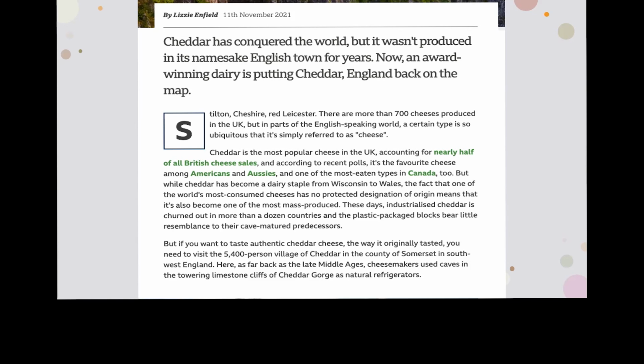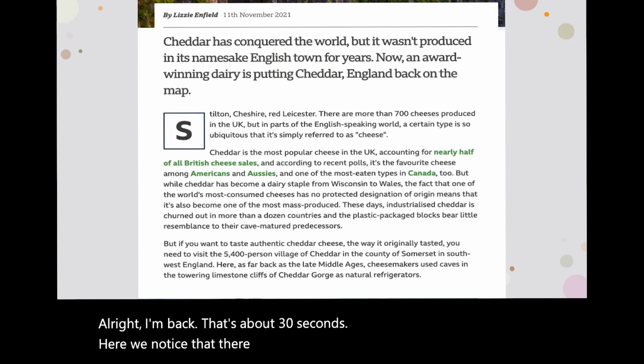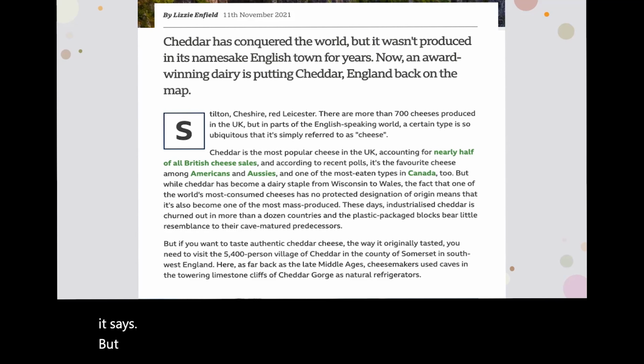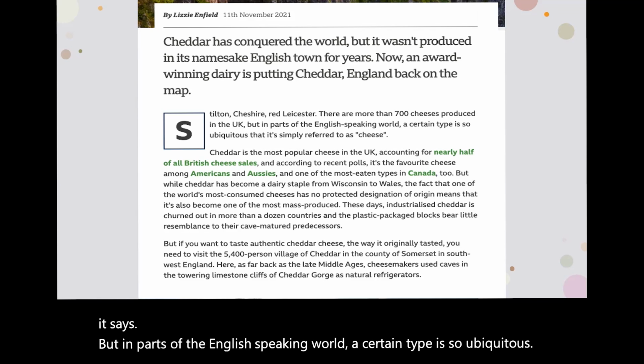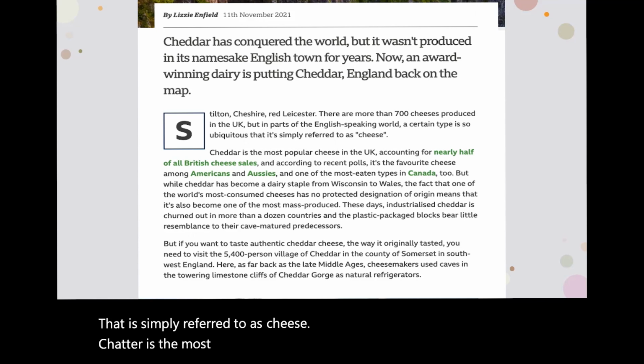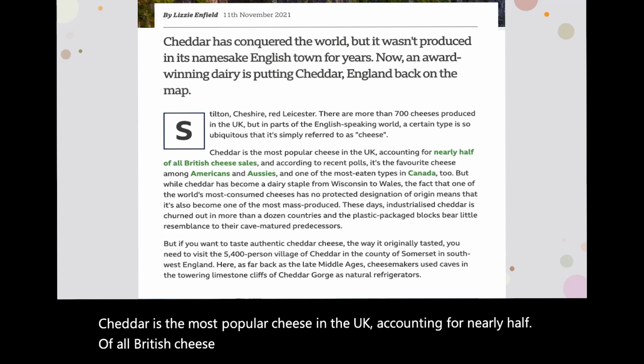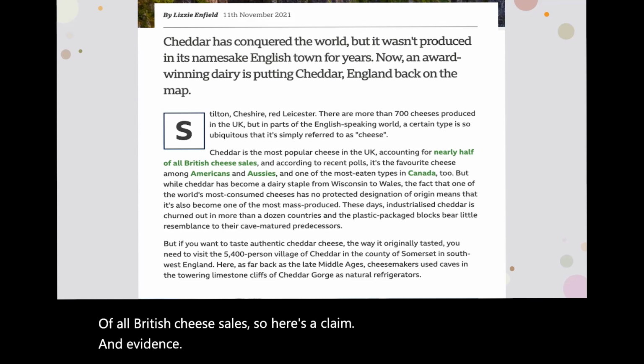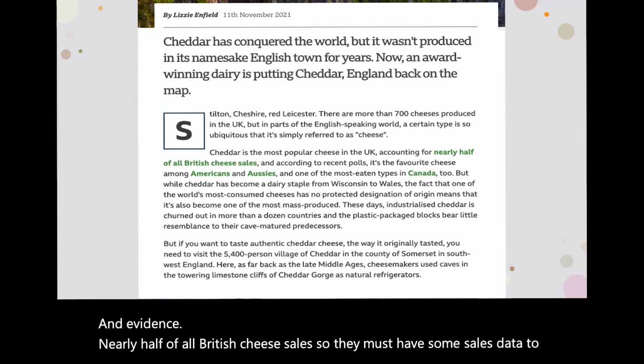All right, I'm back. That's about 30 seconds. Here we notice that there are more than 700 cheeses produced in the UK, it says. But in parts of the English speaking world, a certain type is so ubiquitous that it's simply referred to as cheese. Cheddar is the most popular cheese in the UK, accounting for nearly half of all British cheese sales. So here's a claim and evidence: nearly half of all British cheese sales.